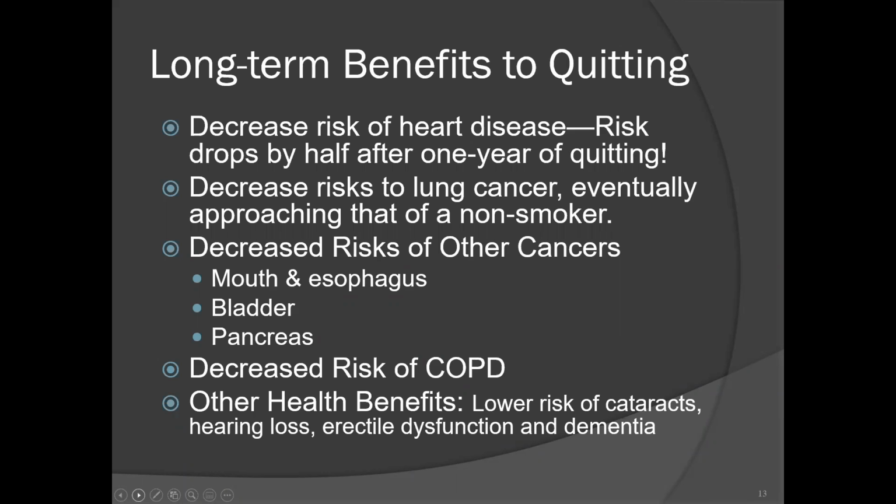Decreased risk of other cancers. I alluded to some of this before: mouth and esophagus, bladder, intestinal, colon. I didn't mention it all here. Pancreatic cancer, there is an association there as well. A decreased risk of COPD.